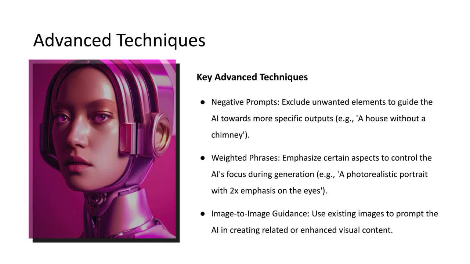Image-to-image guidance is a technique where you can use an existing image as a starting point for generating a new image. This can be useful for creating variations of an existing image or for creating new images that are inspired by a particular style or aesthetic. For example, you could use an image of a painting by Van Gogh as a starting point for generating a new image in the same style. By using these advanced prompting techniques, you can take your generative AI projects to the next level and generate even more creative and informative outputs.